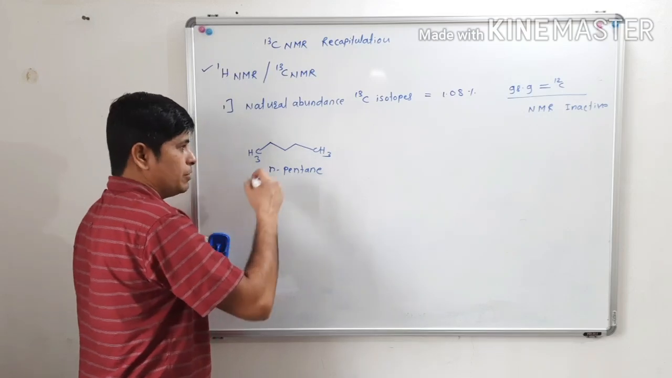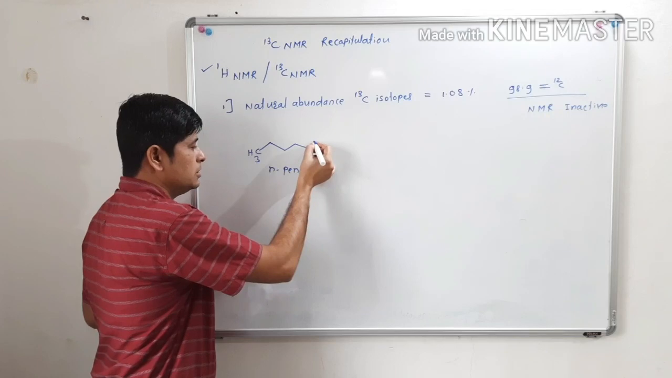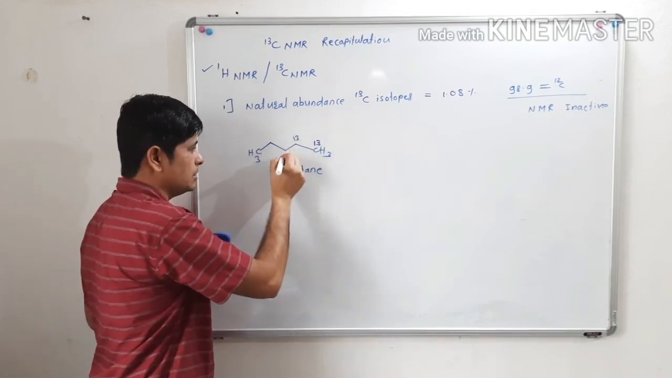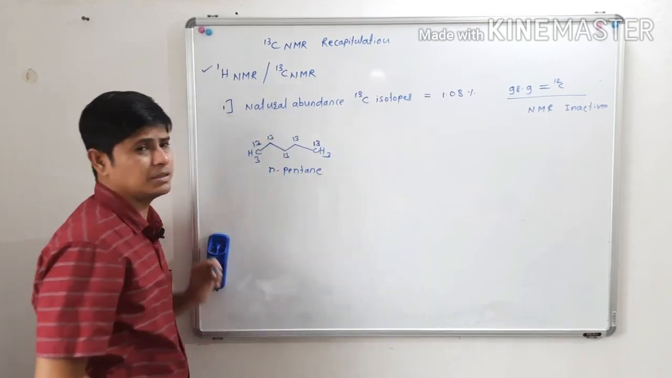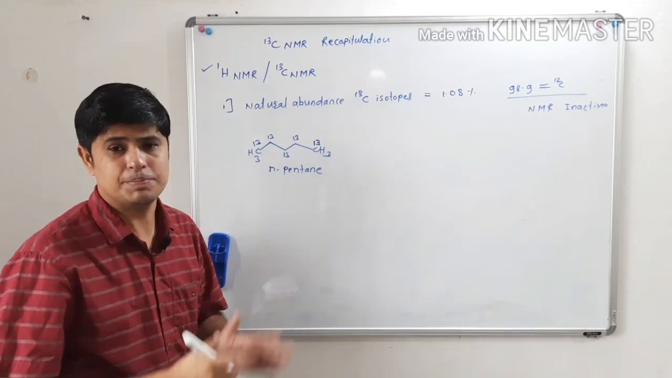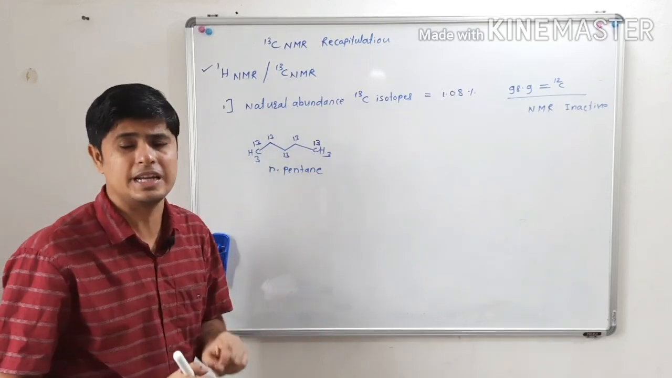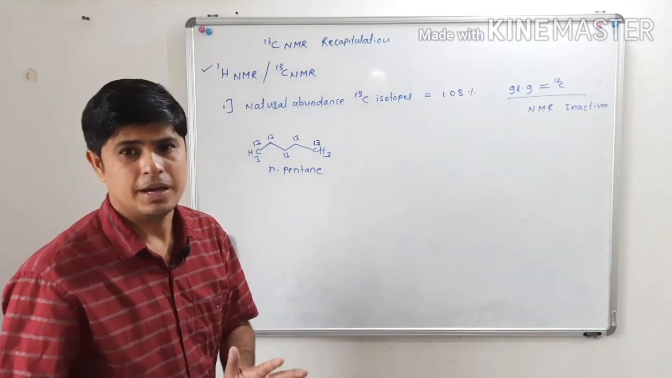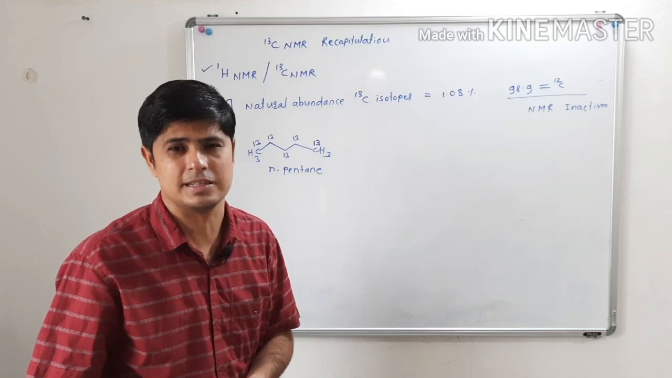When we record carbon-13 NMR of this sample, we would want this carbon to be carbon-13, this carbon to be carbon-13, and so on for every carbon. If such a possibility existed, that means every carbon of n-pentane is carbon-13, then we will get a very quick result.